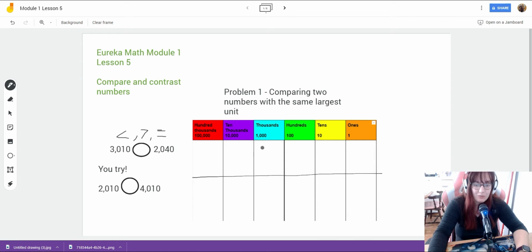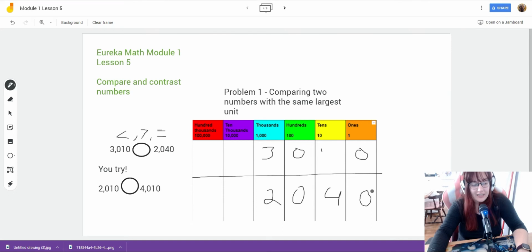So if I have 3010, what that tells me is I have 3 in my thousands, 0 in my hundreds, 1 in my tens, and 0 in my ones. Then I have to write my other number, 2040, so I'll write 2040 like so. And now I need to compare my largest units. Whenever you are comparing numbers, fourth grade, you always want to start with the largest unit that you have. In this number, thousands is our largest unit because that's the farthest left number I have. So when I take a look at my thousands place, I see that I have a 3 and I have a 2. So that means I'm comparing 3,000 versus 2,000.